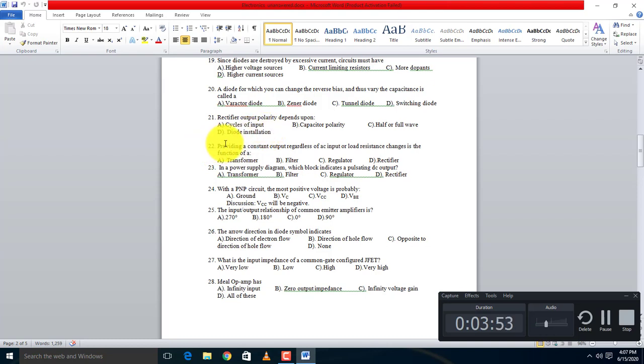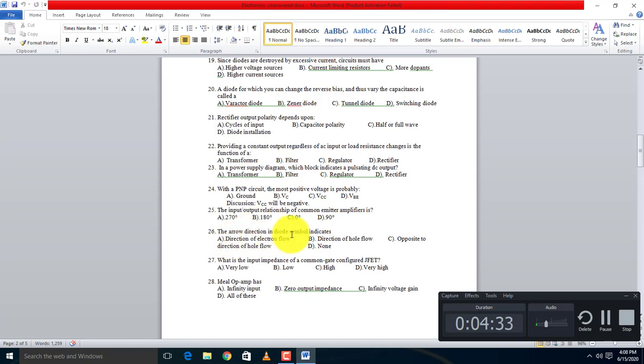MCQ 22. Providing a constant output regardless of AC input or load resistance change is the function of the regulator. The regulator regulates the output to a constant level. With a PNP circuit, the most positive voltage is probably ground. In a common emitter amplifier, it is an inverting amplifier, so the input-output relation is 180 degrees.